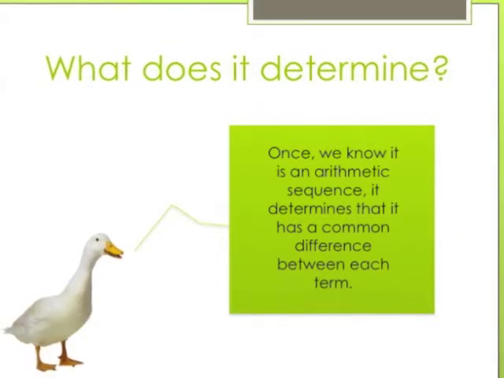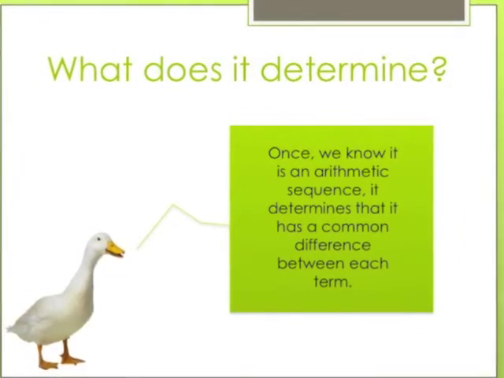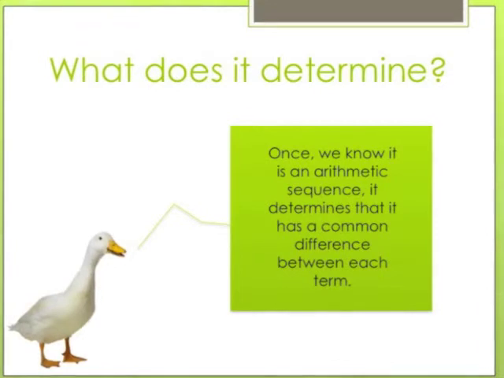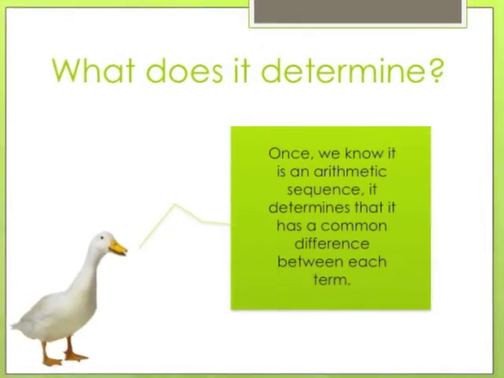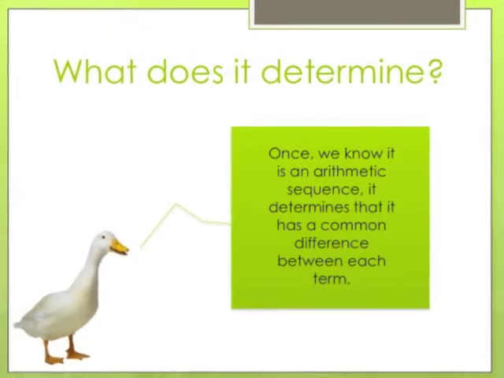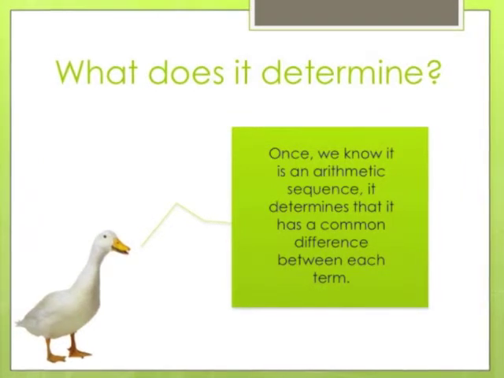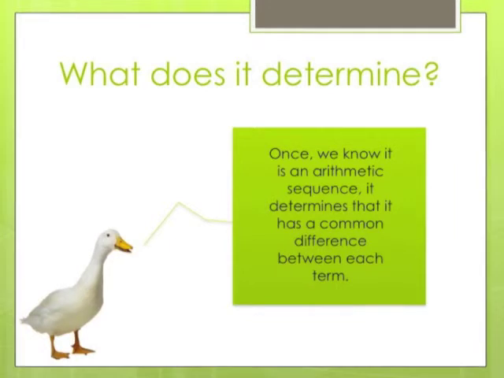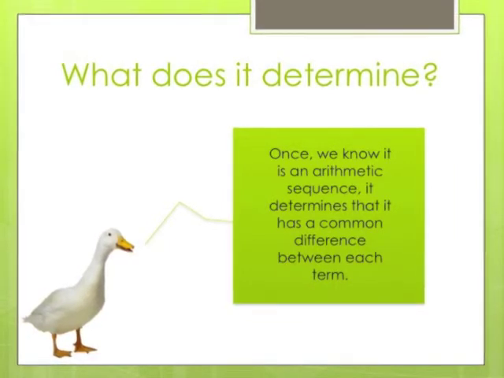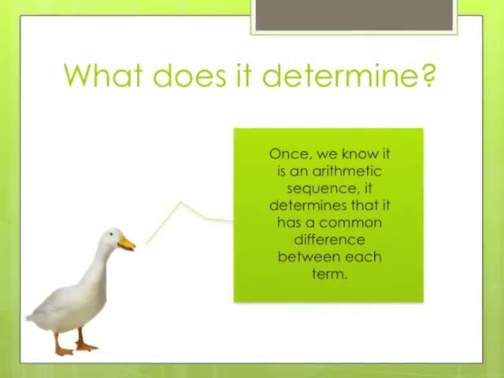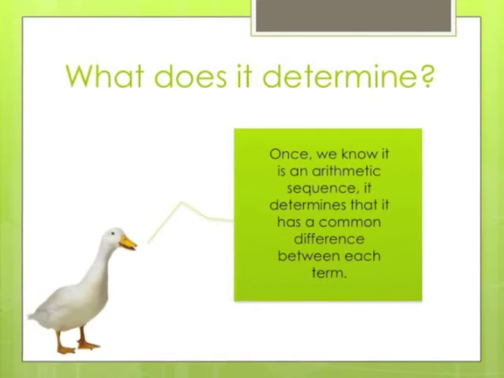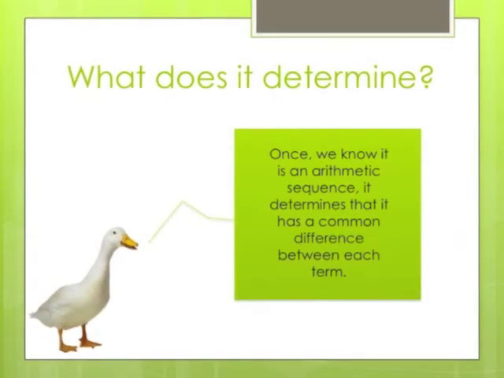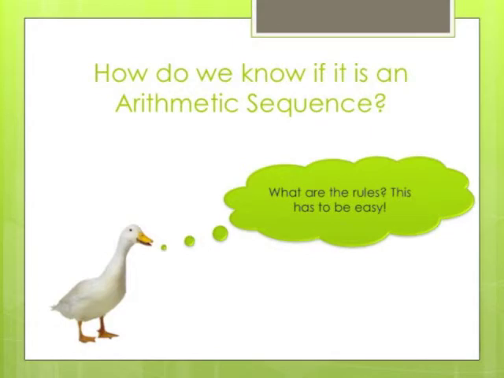What does this whole title mean? Why do we call it an arithmetic sequence? The meaning of the word arithmetic is the branch of mathematics dealing with the properties and manipulation of numbers. So the property of this sequence is the common difference. When we talk about different arithmetic sequences, we should already know that it has a common difference when it jumps from term to term.